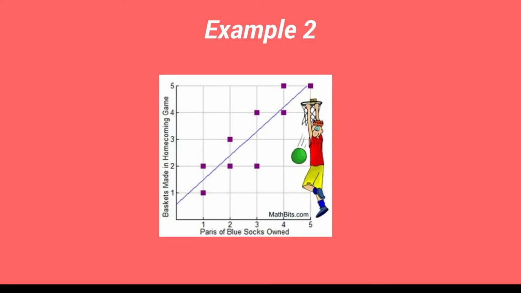Once again, it seems like the pair of blue socks may have an effect on the number of baskets made. Here it says the higher number of blue socks that you own, the more baskets you will make. But in reality, there is no causal relationship between the two variables.